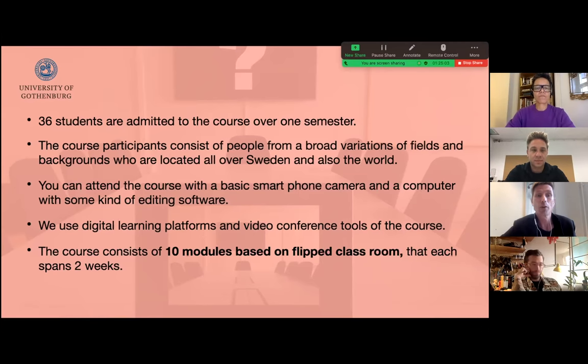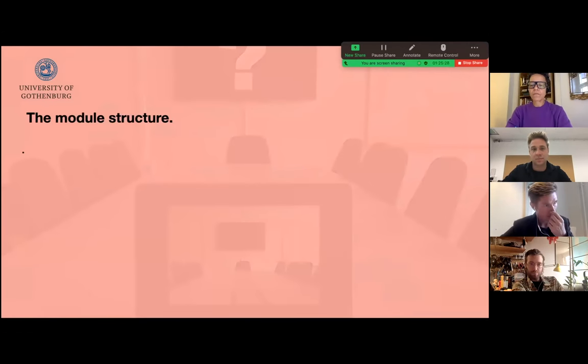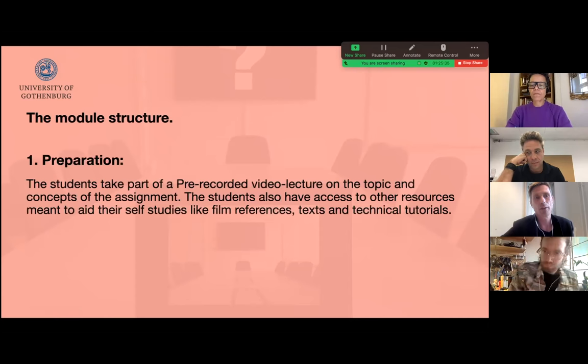You can attend the course with the most basic smartphone camera and a computer with some kind of editing software. And we use digital learning platforms and a video conference tool for the course. The course consists of 10 modules based on flipped classroom that each span 2 weeks. And for the course structure, we use something called modules. That structure is in three steps, you can say.